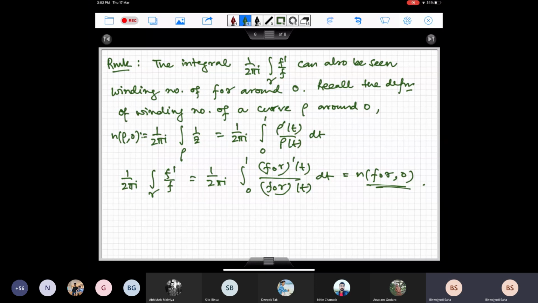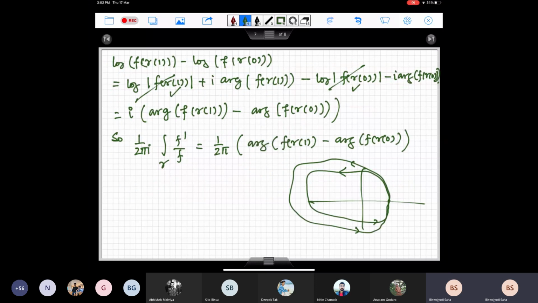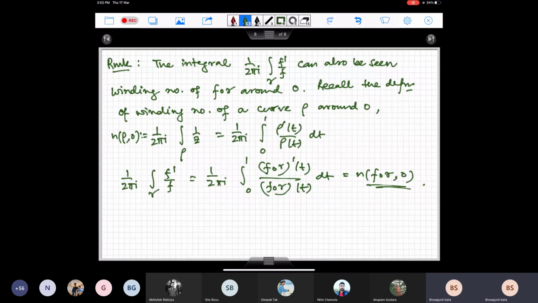So although gamma has winding number 1, your f could result in having more winding number, and that is precisely what is getting captured over here. So this is the winding number. Good observation. Okay, fine.